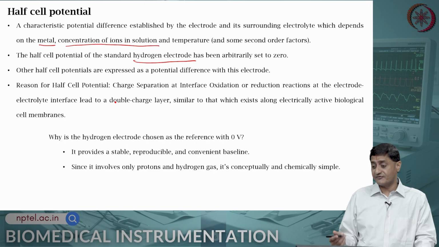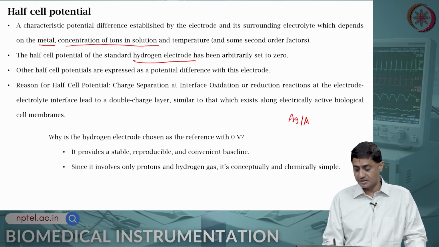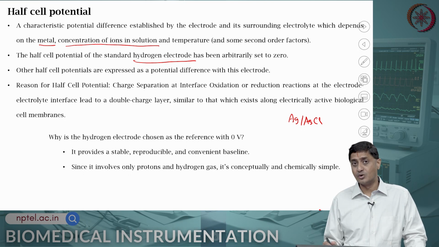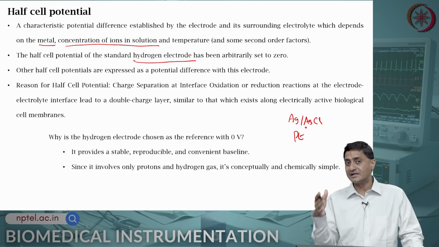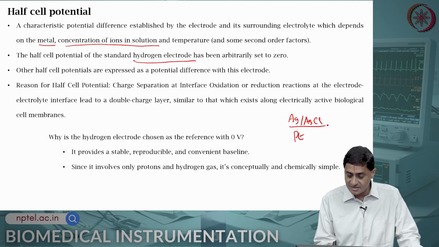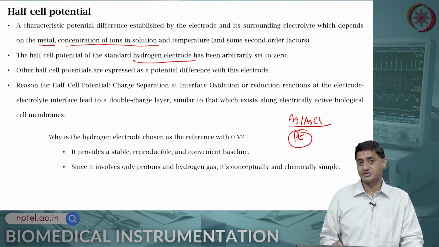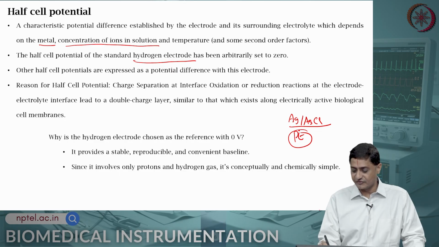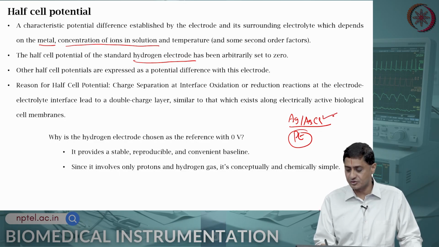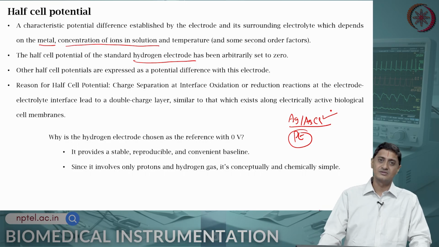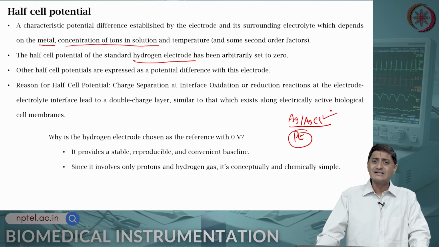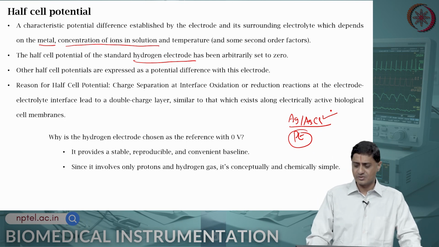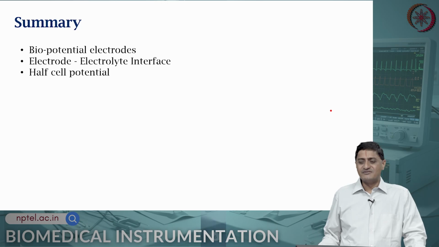If I know one other, for example, I have a silver chloride electrode whose half cell potential I know, and I am interested in knowing the half cell potential of another different platinum electrode, I can then use this half cell potential to compute that half cell potential. But first I need to find out the half cell potential of this silver chloride electrode using the hydrogen electrode. So, that is how you measure the half cell potential. Why is this happening? Due to the double charge layer, similar to what you observe in a biological material, similar to what you would observe in a capacitor. The details of this we will see in future classes.